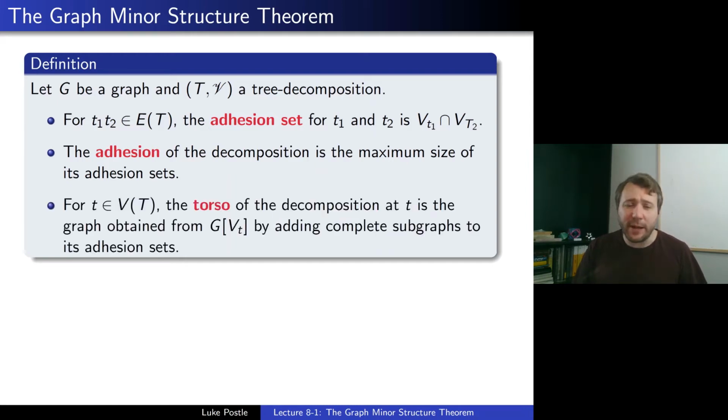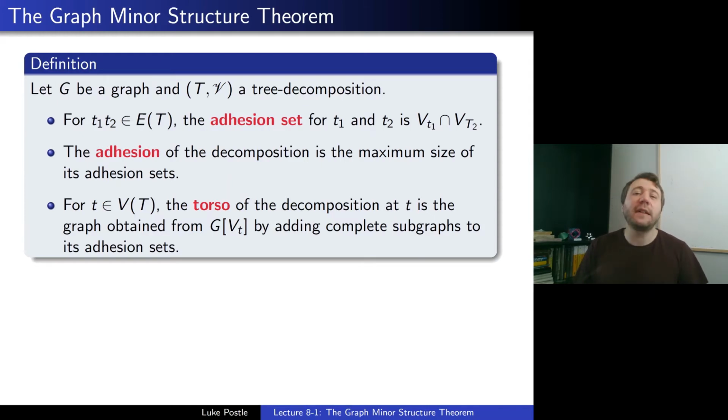And then we talked a little bit about torsos, but I'm going to be a little bit more formal here. For t, a vertex in the tree decomposition, we define the torso of the decomposition at that node t as the graph obtained from the bag by also adding the complete subgraphs of its adhesion sets to the other vertices around it in the tree. So essentially, if you have a tree decomposition of a graph, what you're really doing is taking the k-sums of the torsos of the decomposition over their adhesion sets. So that's where k-sums factor into tree decomposition theory.